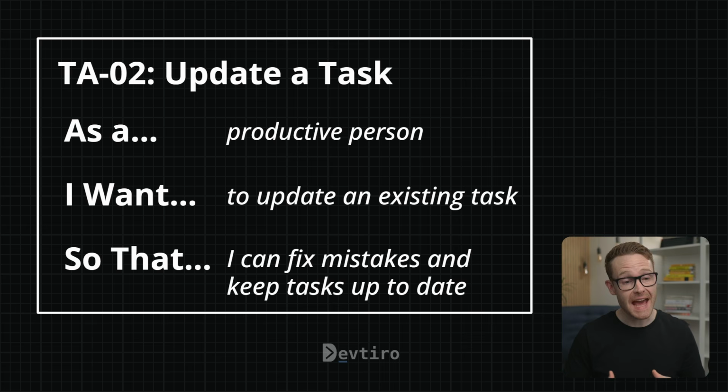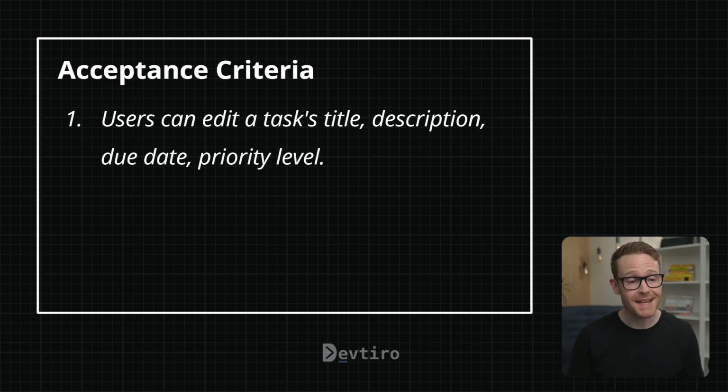So next we have TA02, update a task. As a productive person, I want to update an existing task so that I can fix mistakes and keep tasks up to date. The acceptance criteria for this one is that users can edit a task's title, description, due date, and priority level. So whereas the previous user story was about creating tasks, this one is about updating an existing task.